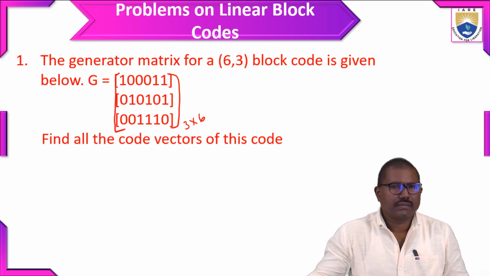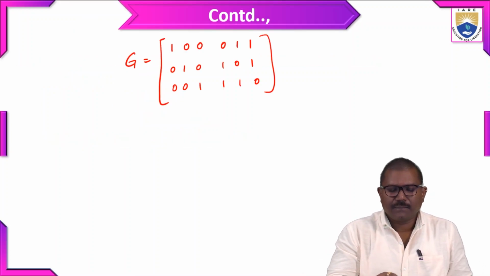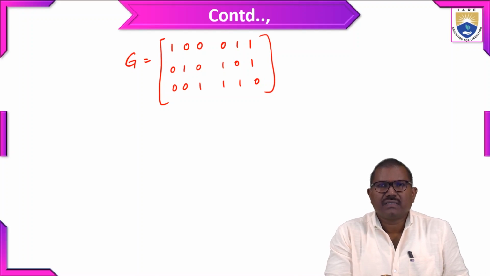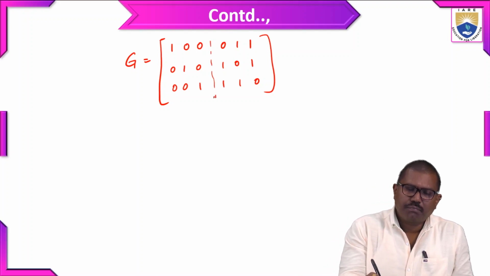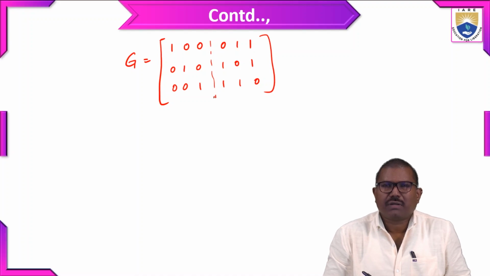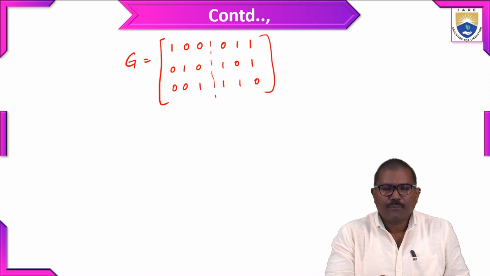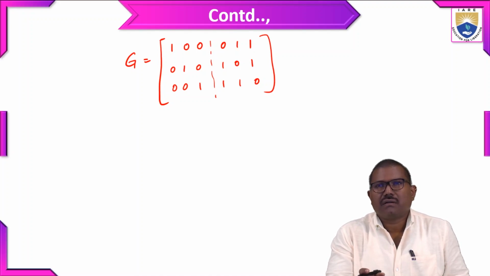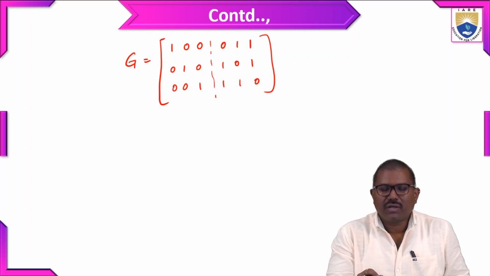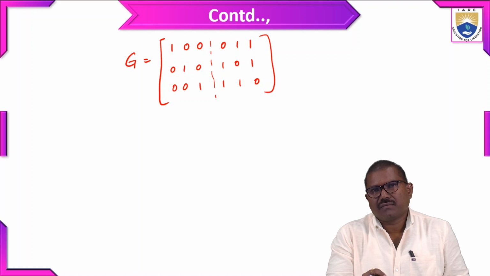Okay. Yes. So here, by observing this generator matrix, I can say this is the first part. This is nothing but the identity matrix. You can see 1 0 0, 0 1 0, 0 0 1. This is a 3 by 3 identity matrix. And the remaining second part of the generator matrix can be called the coefficient matrix. This is coefficient matrix P.